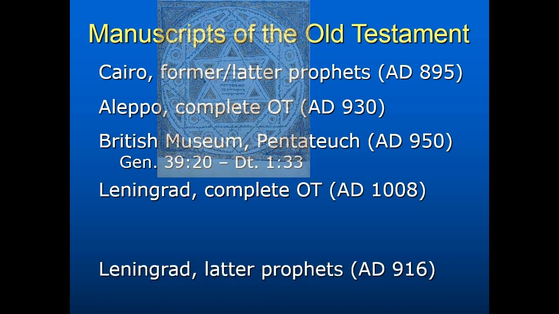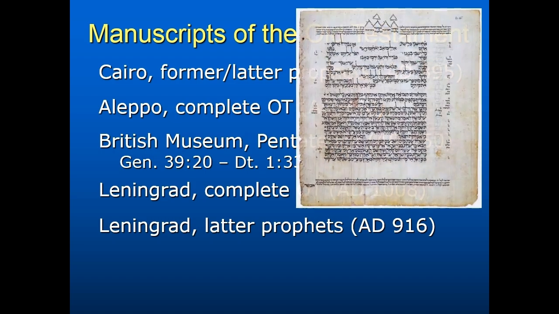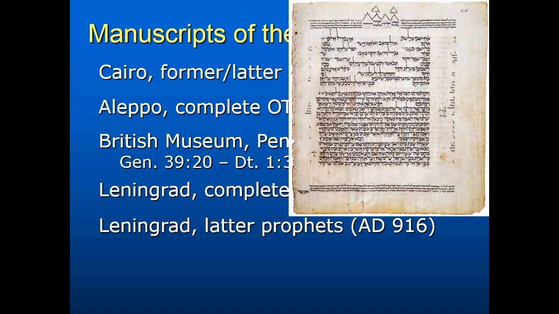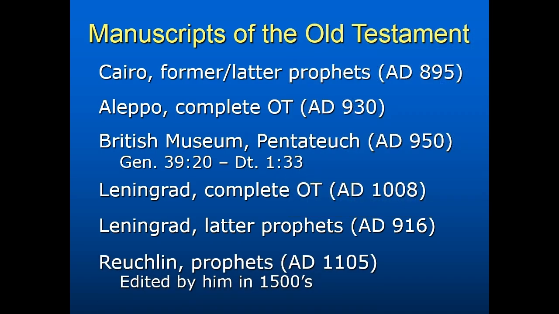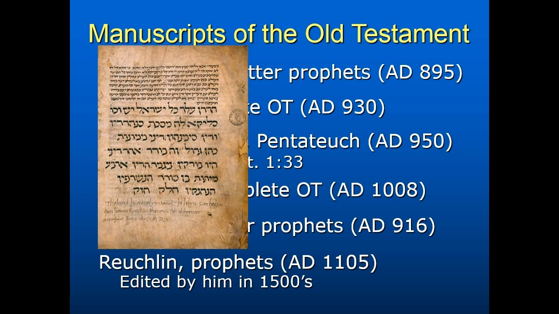Another codex, also associated with its preservation in Leningrad, is this one, containing the latter prophets. Dating from AD 916, we can probably thank the Carolingian Renaissance for this one, too. And last, we have the Reuchlin Codex, containing the prophets. It was produced in AD 1105, and it carries the name of Johann Reuchlin, the scholar who edited and published it in the 1500s. These are famous manuscripts that have been known and used for many years.